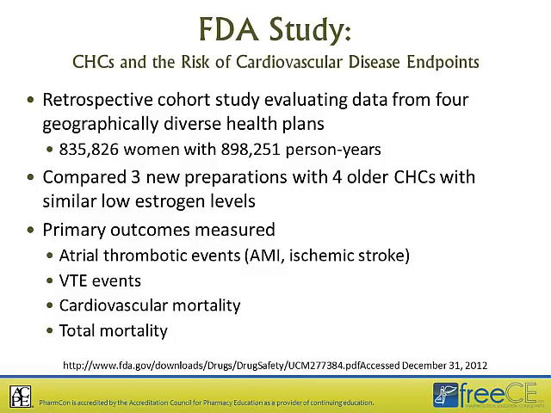They looked at around 840,000 women with about 900,000 person years. They compared 3 preparations, specifically a preparation containing drospirenone, the vaginal ring, and the contraceptive patch, with 4 older combined contraceptives with similar low estrogen levels. The progestins in those agents were levonorgestrel, norethindrone acetate, and norgestimate. So you're really getting a good comparison between newer preparations and older first or second generation progestin combined contraceptives.